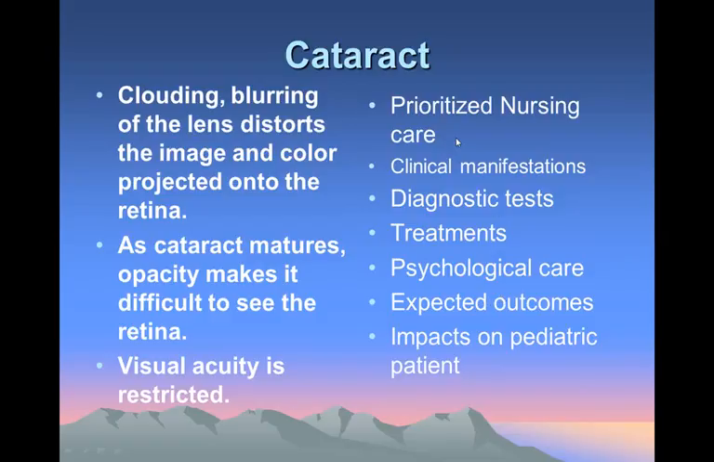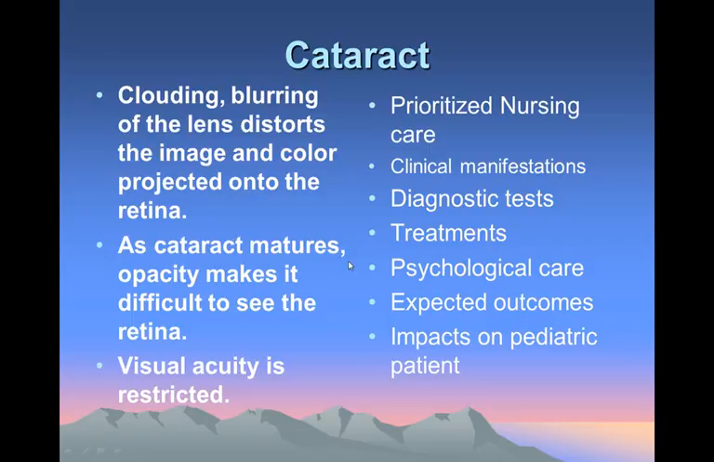So our clinical manifestations are going to be that cloudy, blurry vision. Diagnostic test, you can clearly see a cataract. They may do a slit lamp exam at the ophthalmologist or the optometrist. You can also see it clearly with an ophthalmoscope. Treatment for cataracts is surgery.